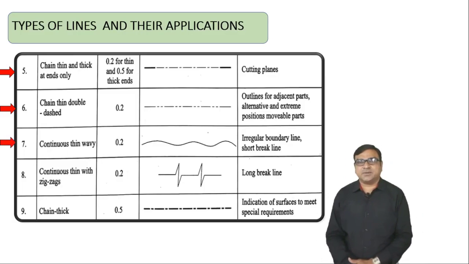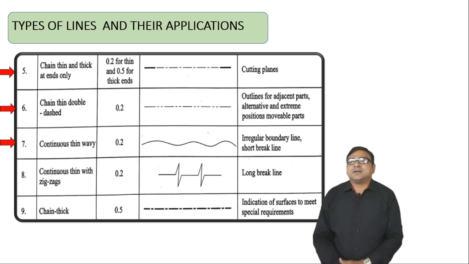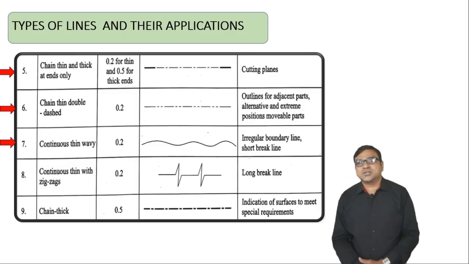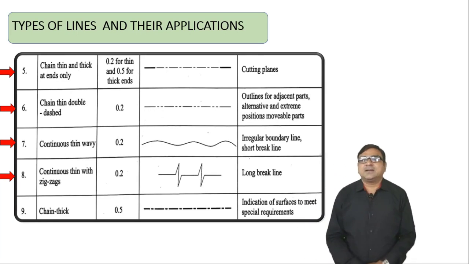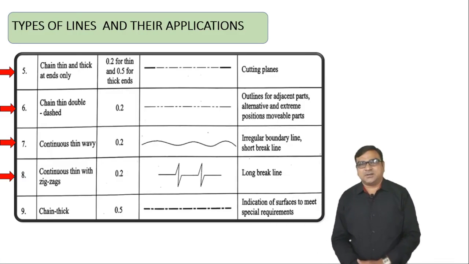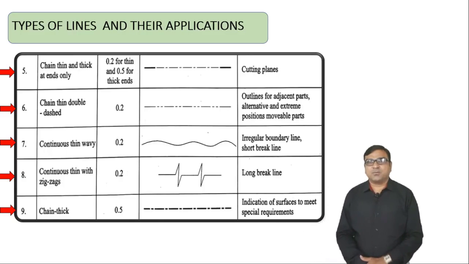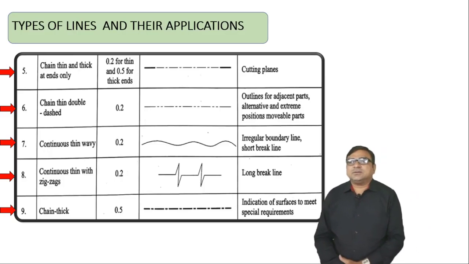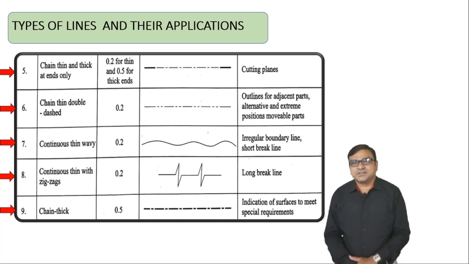Now continuous thin wavy, it is 0.2 mm thickness and it shows the irregular boundary line or short break line. Continuous thin with zigzag, 0.2 mm thickness, and it is used to represent the long break line or long part in our drawing. Chain thick, 0.5 mm thickness. Now this line is used to indicate the surface to meet the special requirements in the drawing.